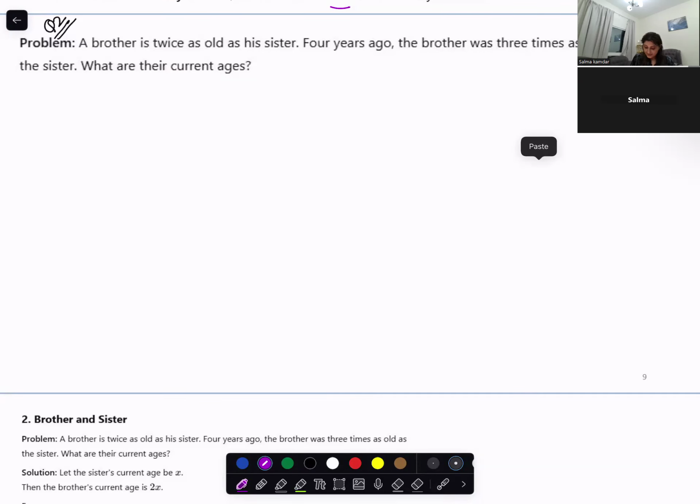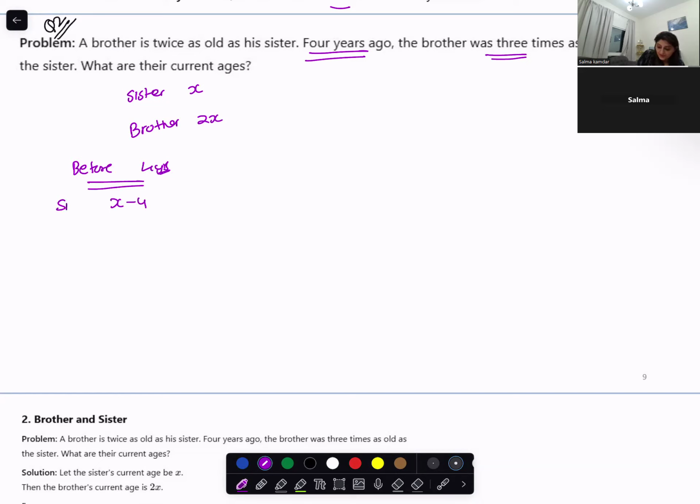After you've tried this, brother is twice as old as his sister. So brother is 2 times sister. Sister is younger, so I would say let the sister's age be x and the brother is 2 times older, so he's 2x. 4 years ago, that means before 4 years, brother was 3 times. So sister must be x minus 4 and the brother's age 4 years ago would be 2x minus 4.